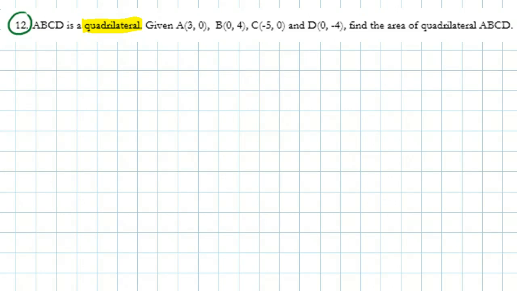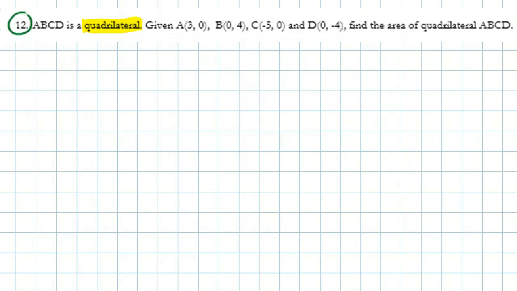So ABCD is a quadrilateral. And if you're asking yourself what a quadrilateral is, I'd say the first step in this problem is to figure that out. I'll tell you, a quadrilateral is simply a four-sided shape. But if you didn't know, taking a second here and jumping online and looking that up or using any reference text is really important. So given A is 3, 0, B is 0, 4, C is negative 5, 0, and D is 0, negative 4, find the area of quadrilateral ABCD.